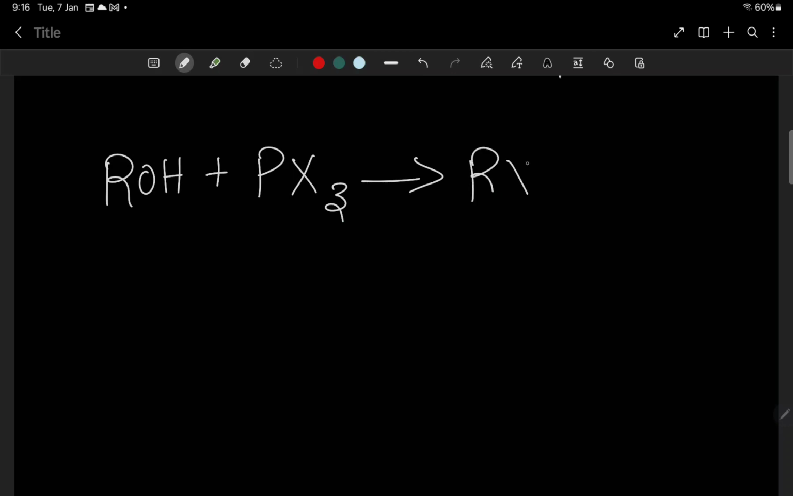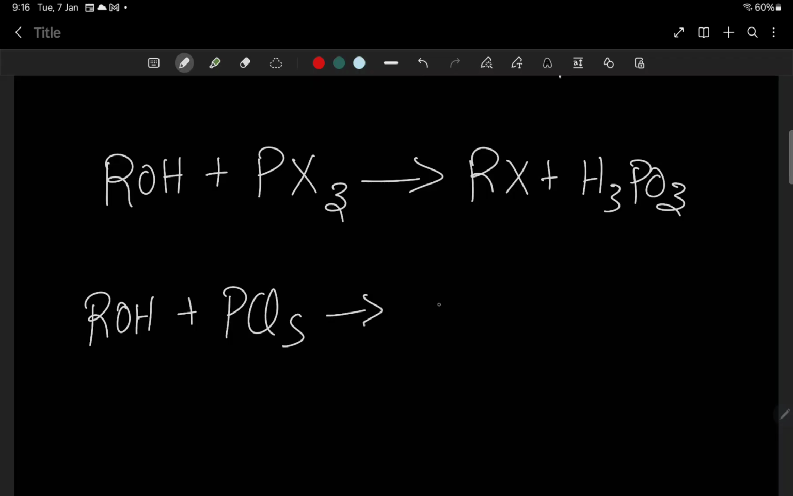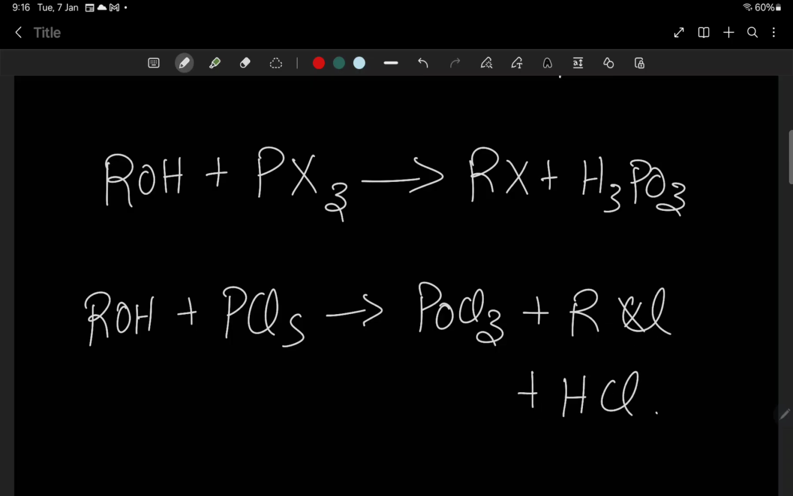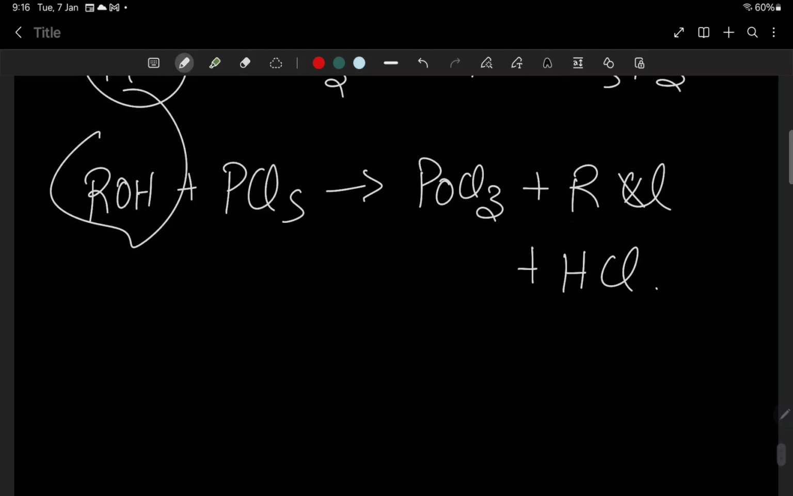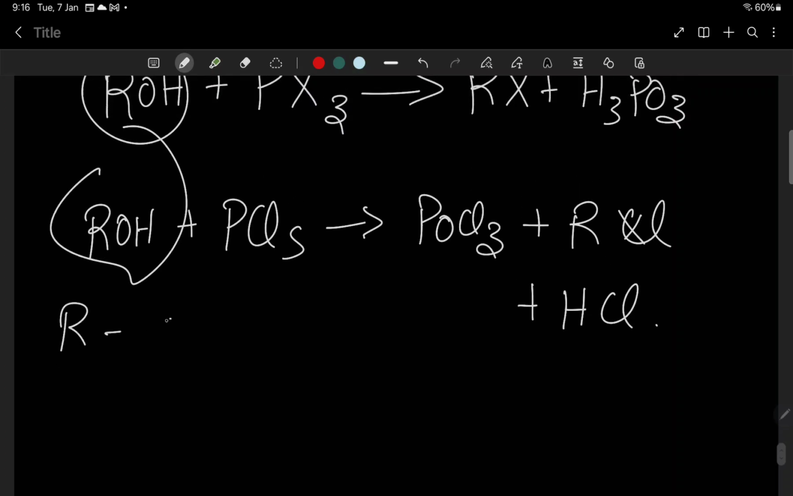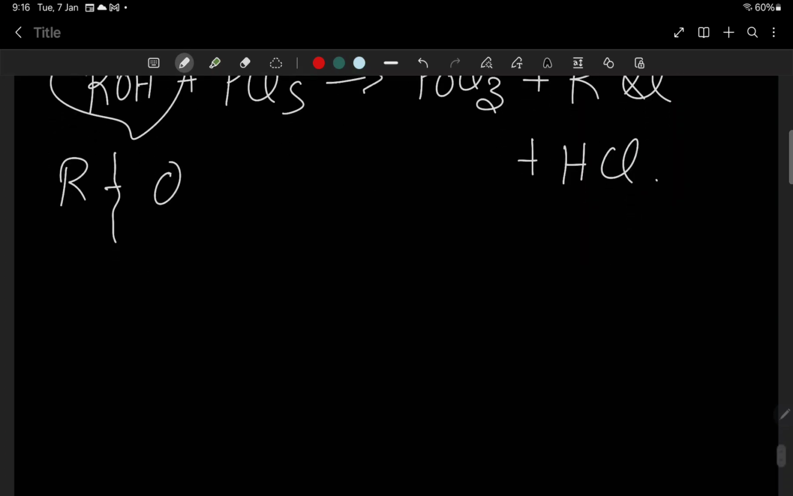That was RX plus H3PO3, and especially we used ROH plus PCl5, we get POCl3 plus RX, that is RCl plus HCl. Remember this reaction. These both reactions also use alcohol as a starting product. Here the RO bond is cleaved, that way we are telling it here.